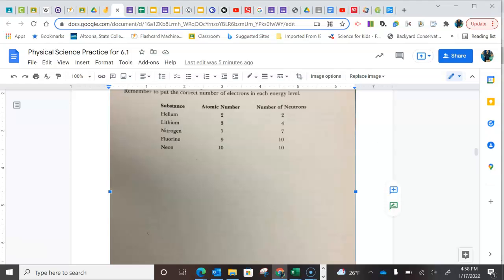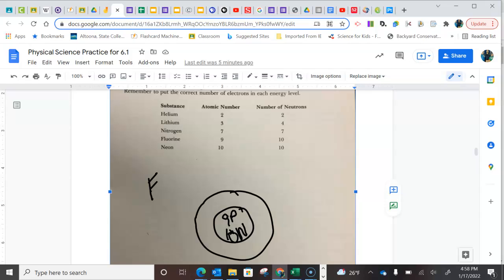So let's do fluorine together. Fluorine is F, 9 on the periodic table, 10 neutrons. So there's our nucleus. I need 9 protons, 10 neutrons.